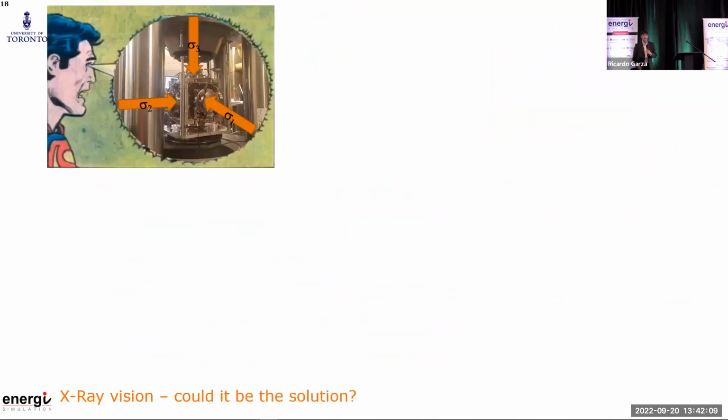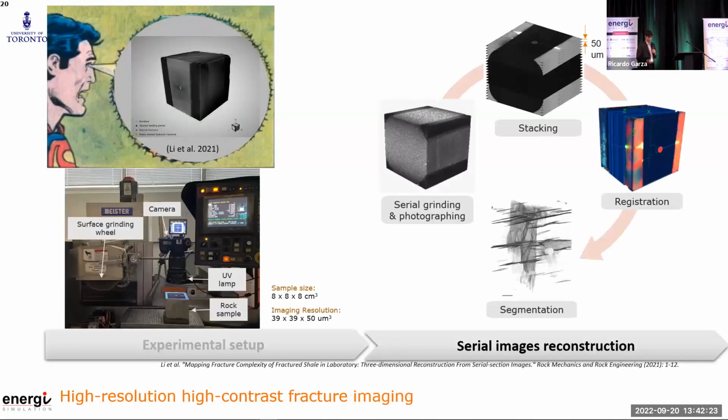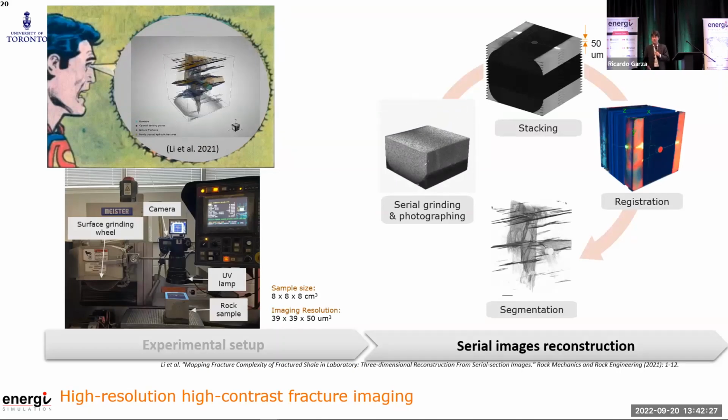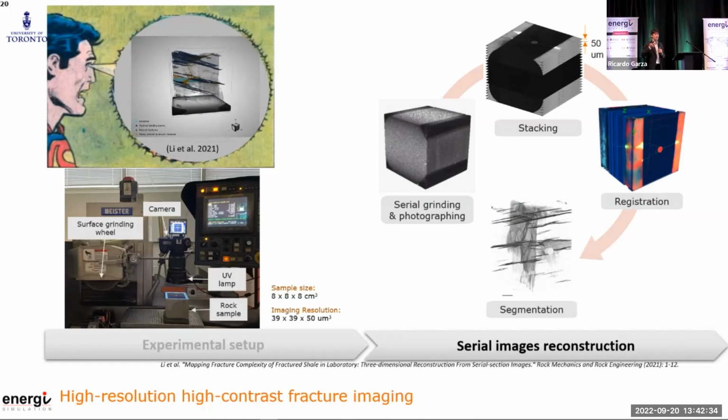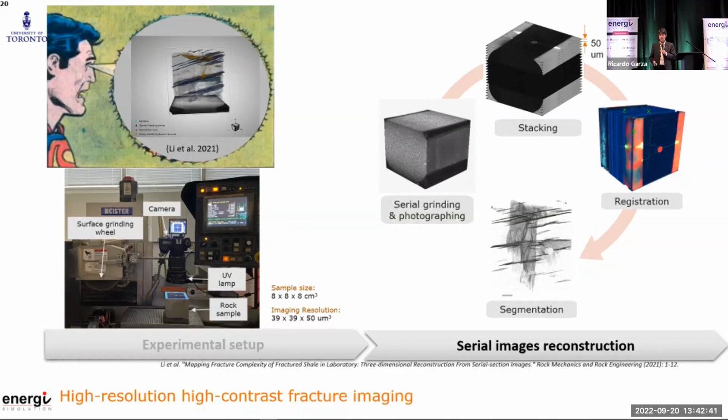So now I really would have loved to have the X-ray vision of Superman. So what we did, we decided to actually image the cube. Let's look at how the cube looks. We used a combination of X-ray micro-CT and a serial section reconstruction, which is a destructive method that allows us to measure and to map all the fractures that are present in the cube.